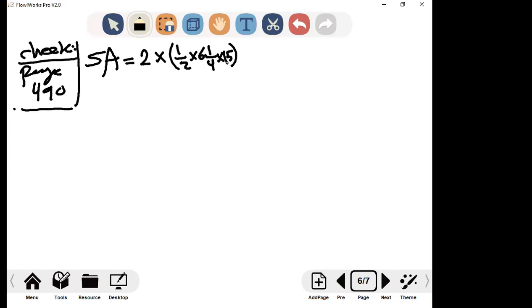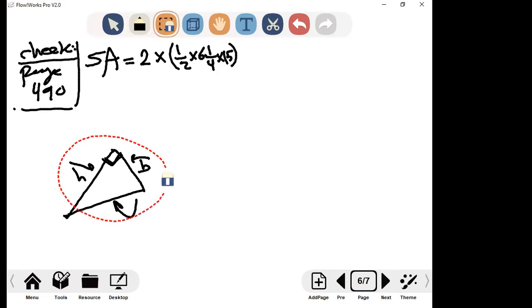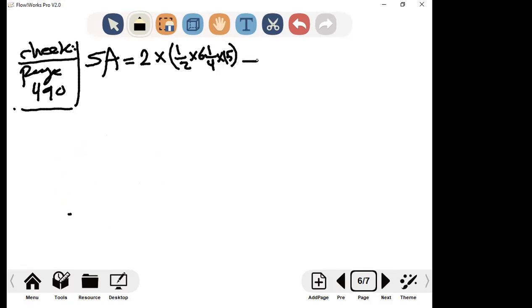Done? Let me check. So 6 and 1 over 4 is the base. The triangle, guys, it's graphed like this. This is the right angle, right? Take a look at the triangle only. If this is the right angle, this will be the height and this will be the base, not this. Don't mix them up. Okay. I'm done with what? With the two triangles. Plus.